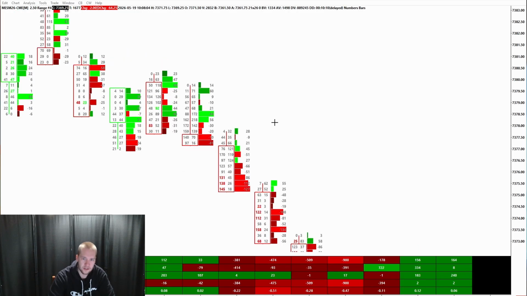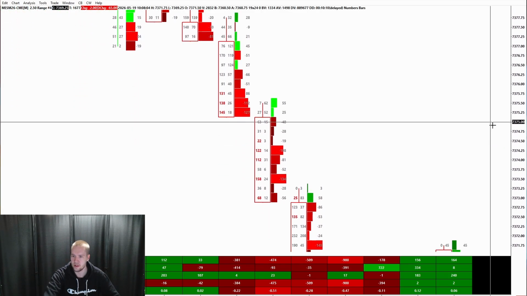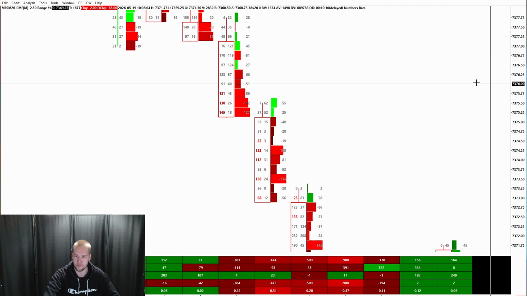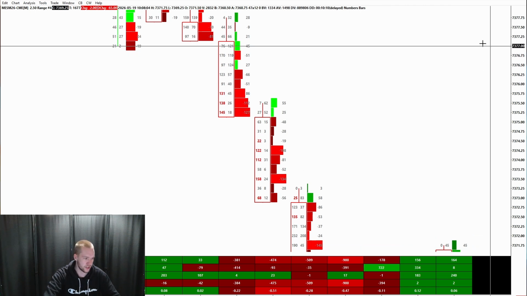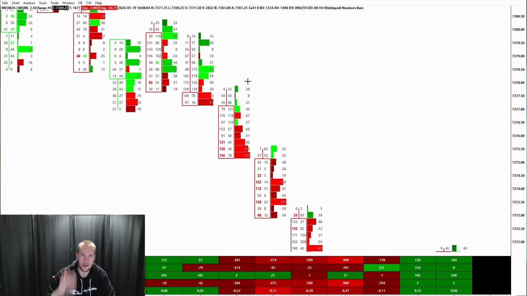Okay, how the footprint chart works is that it shows us all of the market orders that print on every price level. Okay. If I zoom in, you can see that each tick prints numbers. Each tick has its own market orders that print on the footprint. So every single market order that goes through the exchange prints on the footprint.